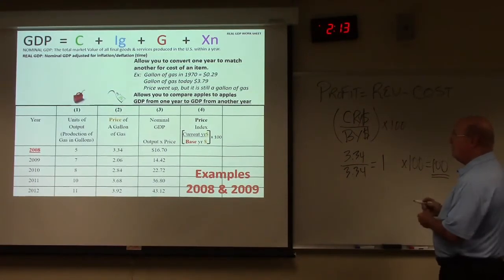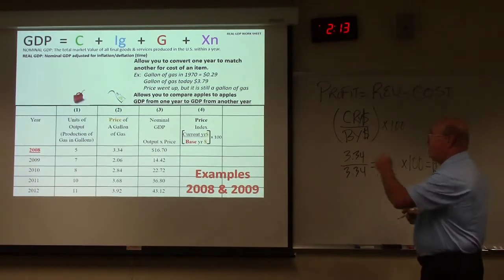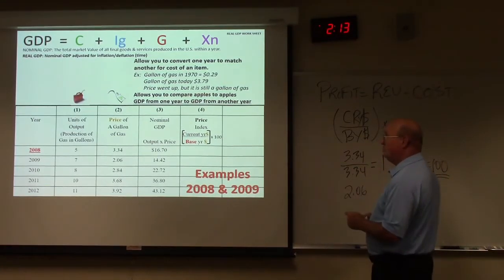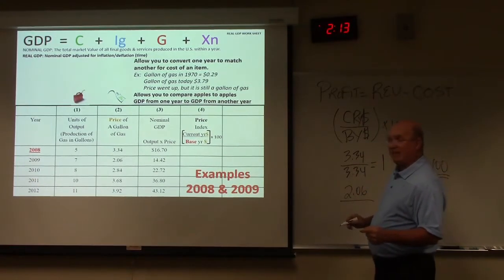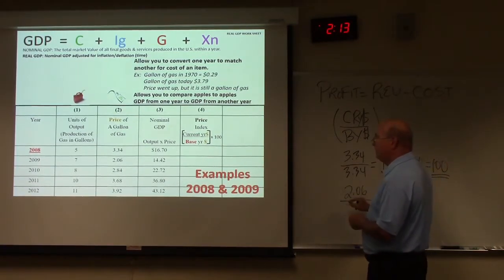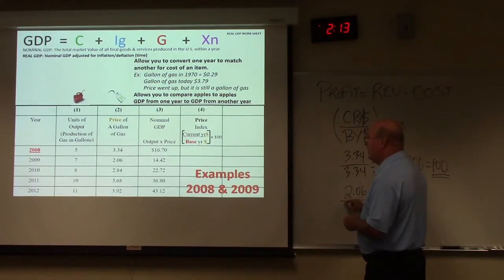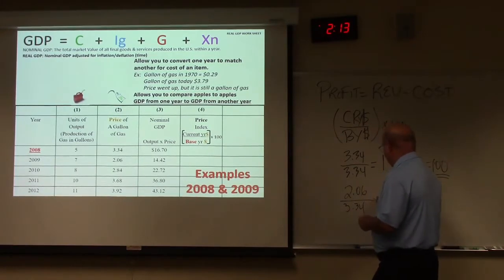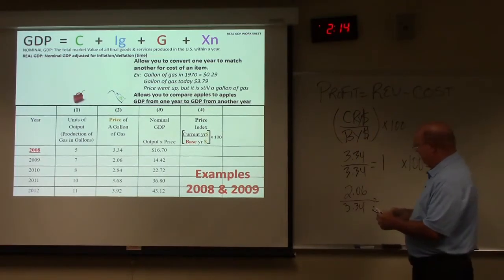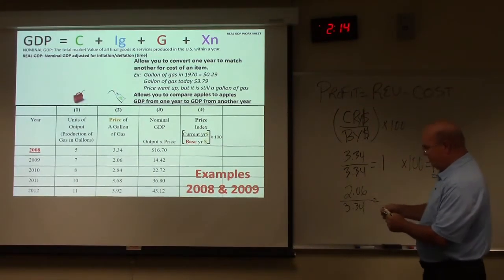Now let's take a look at 2009. All right? Current year price in 2009, $2.06. Ooh, base year price, not 2009 or 2.06. We go back to 2008 because that's the year we're comparing all these to. So that gives us $3.34. Now we do the math on that one. Grab out my little calculator here. And we've got 2.06 divided by 3.34. And boom, we get 0.61.